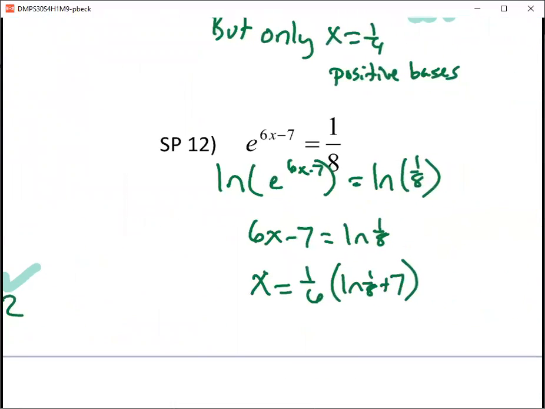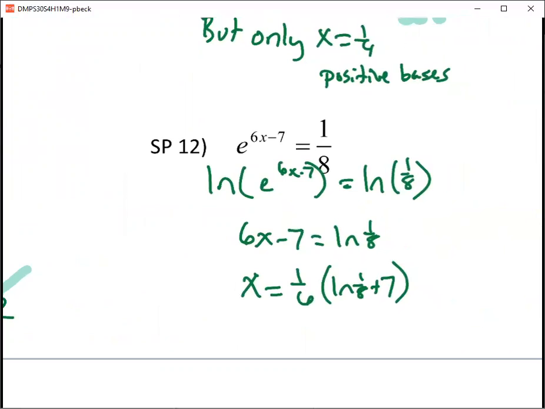Problem number 12, how do we undo e? We undo e with the natural log. So undoing them, we get 6x minus 7, and then the natural log of 1/8. So add 7, divide by 6, and I get this expression right here.